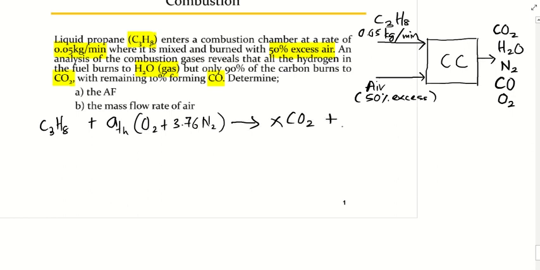plus Y H2O plus 3.76 ATH N2. Okay, notice here we left out at first, since we want to find the ATH, we left out the carbon monoxide and O2. So we need to balance this equation.